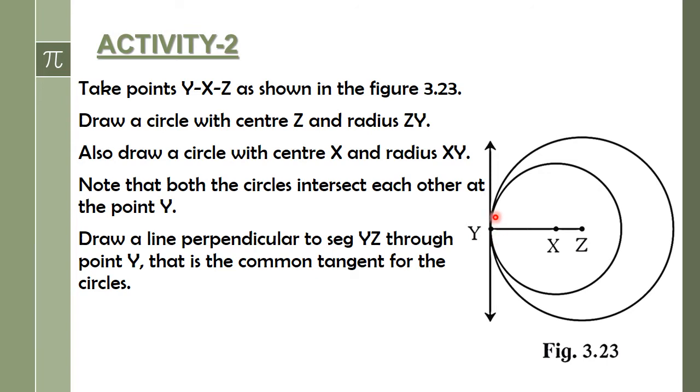Okay. Now if you draw a line perpendicular to this xy or zy, then this line will be tangent to both the circles. It's a common tangent for the circles. Okay. Since it is tangent to both the circles, we can call it a common tangent.